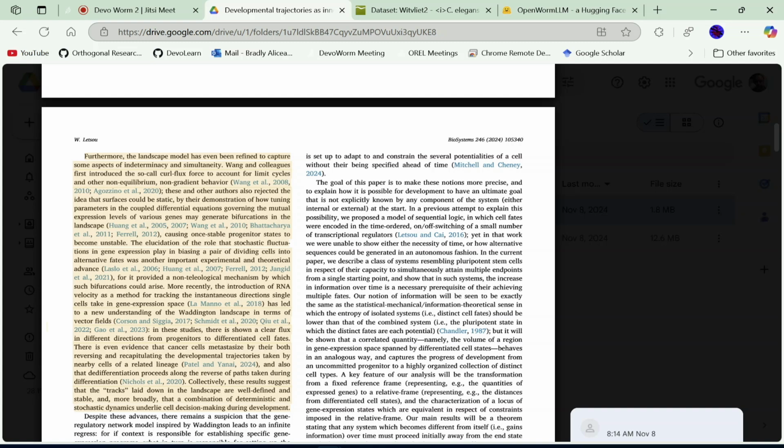Collectively, these results suggest that the tracks laid down in the landscape are well defined and stable, and more broadly, that a combination of deterministic and stochastic dynamics underlie cell decision making during development. So this is a combination of deterministic and stochastic dynamics. We have these deterministic dynamics in these canalization trajectories, and then we have the stochastic component that can pop them out of the trajectory. It can make these bifurcations happen. It can also reverse course and result in dedifferentiation or something going down the cancer pathway. So it's really interesting.